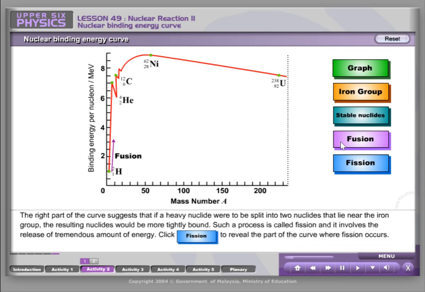The right part of the curve suggests that if a heavy nuclide were to be split into two nuclides that lie near the iron group, the resulting nuclides would be more tightly bound. Such a process is called fission and it involves the release of a tremendous amount of energy. Click the fission button to reveal the part of the curve where fission occurs.